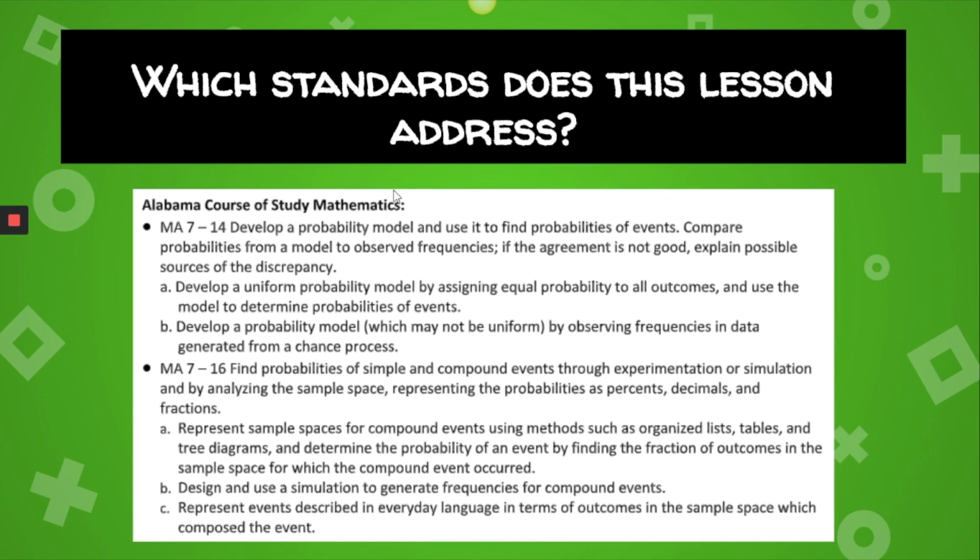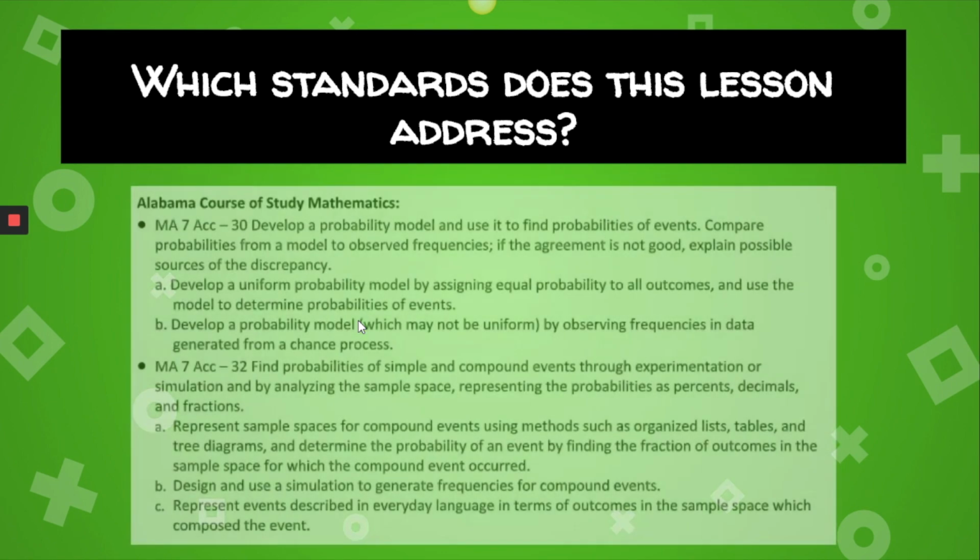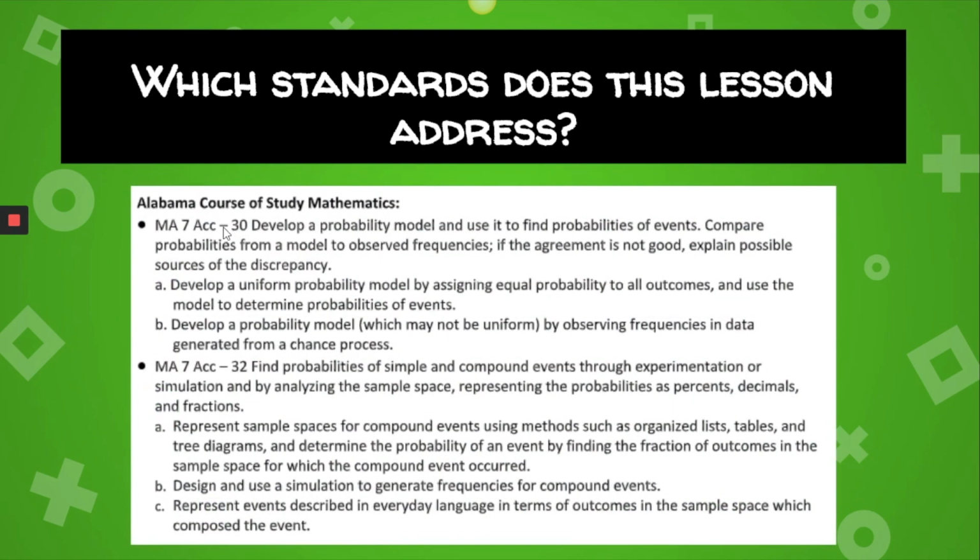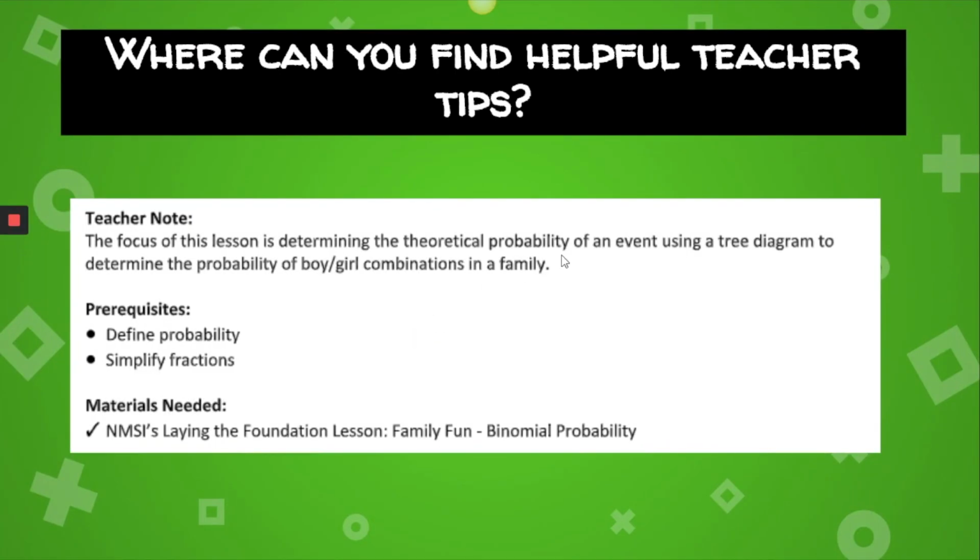Here you can see that in Math 7, this addresses Standard 14 and Standard 16, whereas in Math 7 Accelerated, this is Standard 30 and 32. So our helpful teacher tips: the focus of this lesson is determining the theoretical probability of an event using a tree diagram to determine the probability of boy-girl combinations in a family.